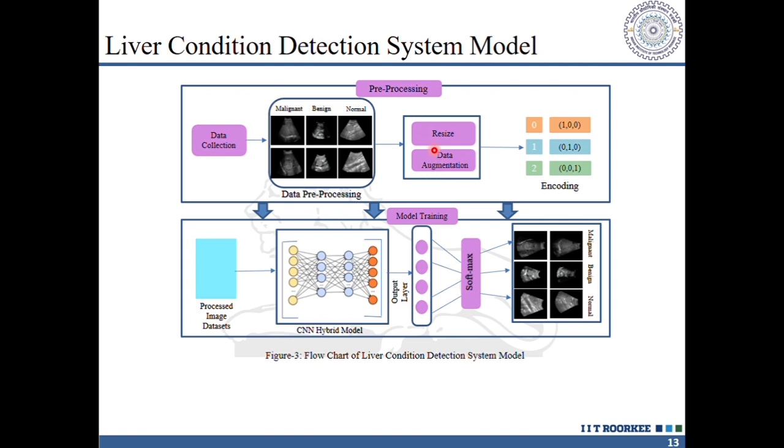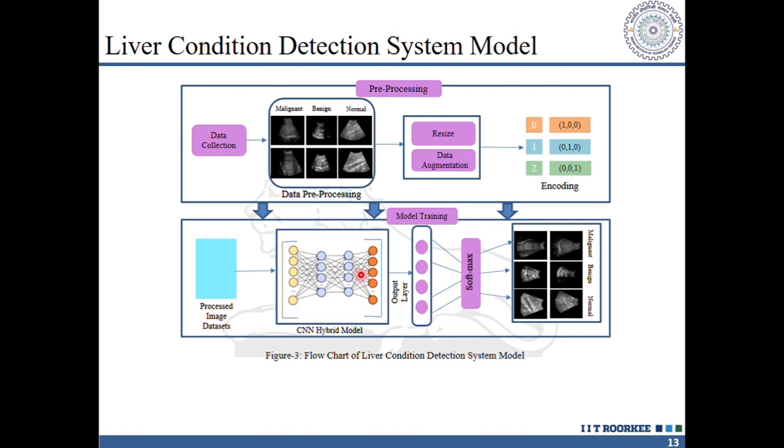Okay, the third step is resizing. We resize all images to the same matrix size. In our model we have used a 128 cross 128 matrix size for our images. Then we do data augmentation, and then encoding, for example 100 for normal, 010 for benign and 001 for malignant.